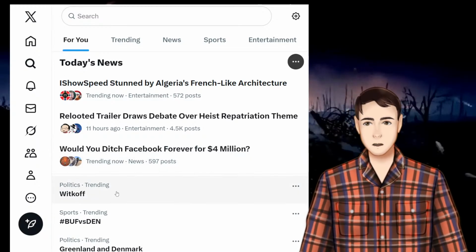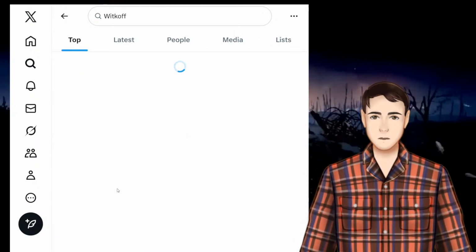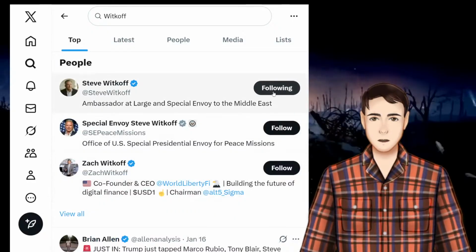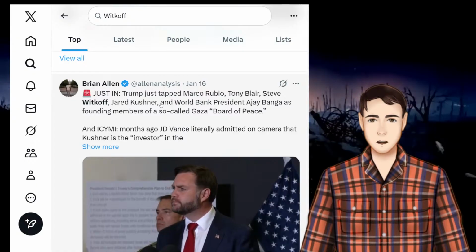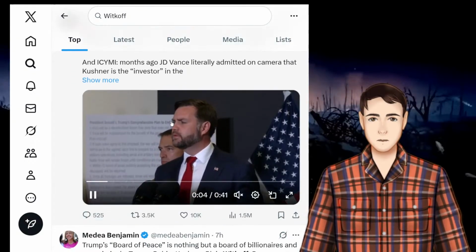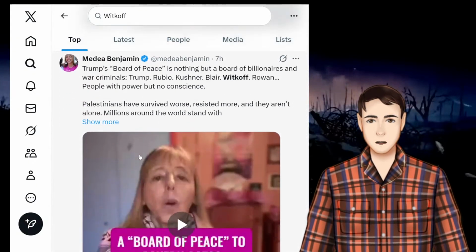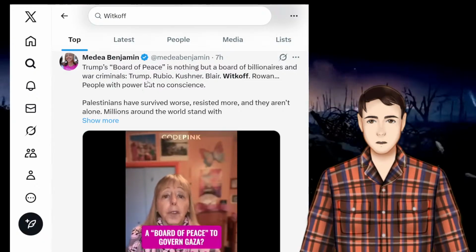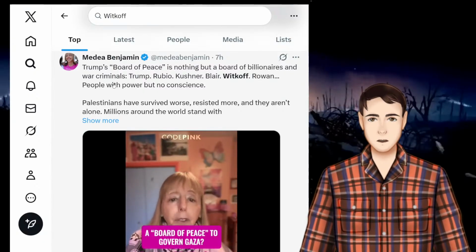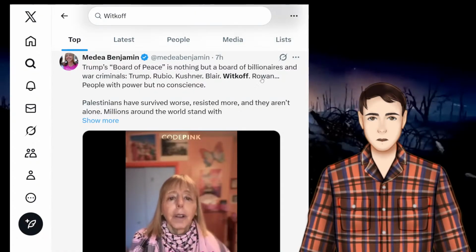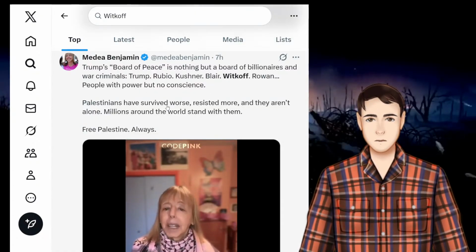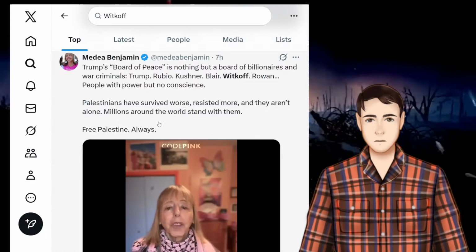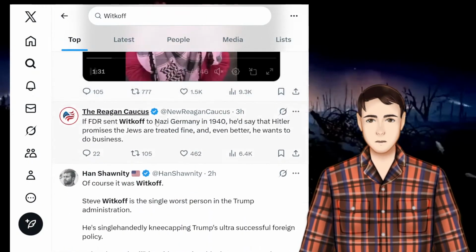Why is Witkoff trending? This is from yesterday. Trump just tapped Marco Rubio. Oh, this is for the Board of Peace stuff. "It's nothing but a billboard of billionaires and war criminals. Trump, Rubio, Kushner, Blair, Witkoff, Rowan, people with power but no conscience. Palestinians have survived wars, resist more, and they aren't alone. Millions around the world stand with them." It's just random complaining about it.